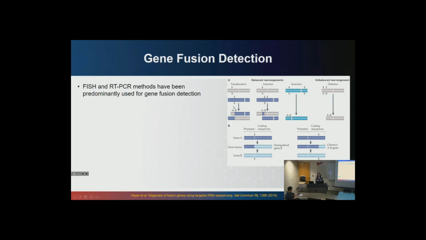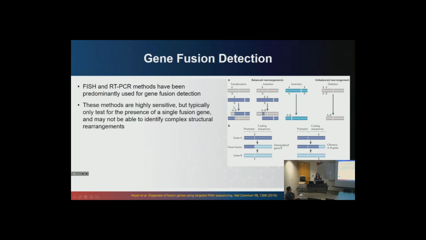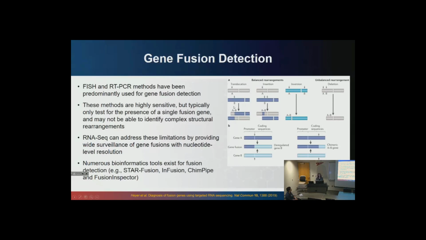Traditionally, fluorescent in situ hybridization and RT-PCR methods have been used for gene fusion detection. These methods are highly sensitive, but typically only test for the presence of a single fusion gene at a time, and may not be able to identify complex structural rearrangements. RNA-seq can address these limitations by providing a wide surveillance of transcribed gene fusions with nucleotide level resolution. Again, numerous bioinformatics tools exist for fusion detection.